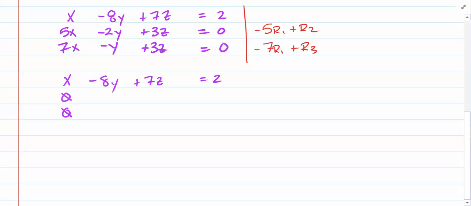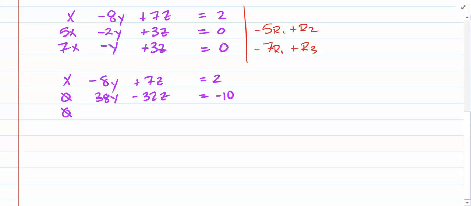So let's see here. Let's do a -5 times a -8y. What would that give me? Positive 40y, right? Positive 40y minus 2y, what would that give me? Positive 38y. All right, good. Let's do a -5 times a 7z. What would that give us? -35z plus 3, so negative 32z. Equals on the other side, -10 plus 0. Is that just -10?